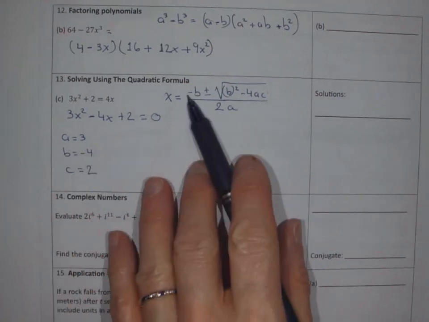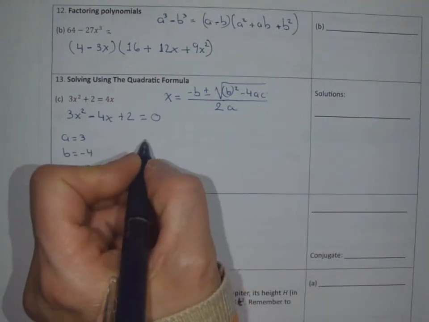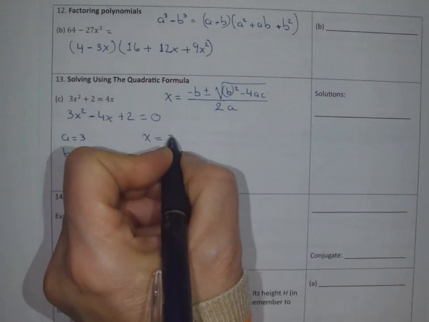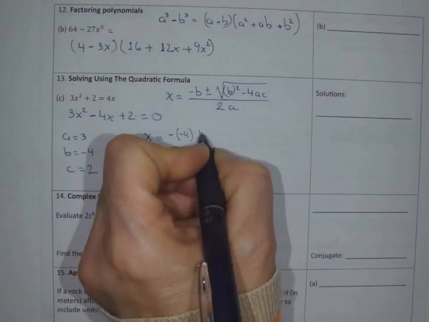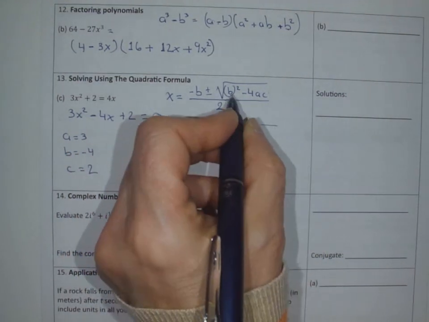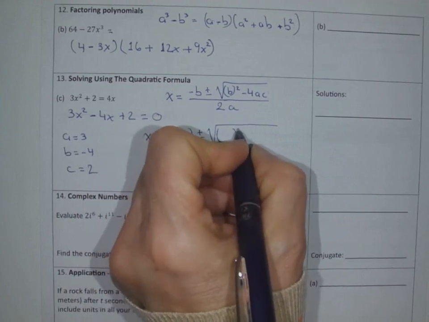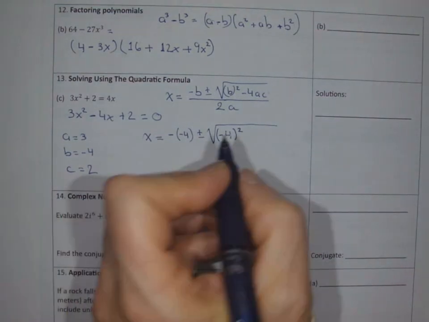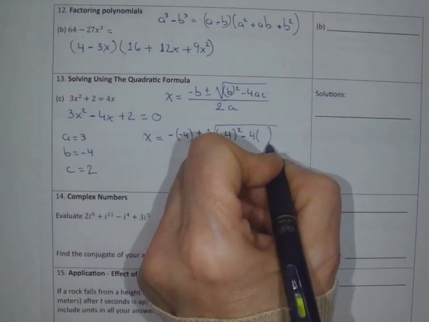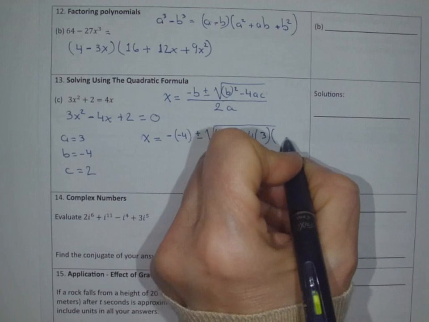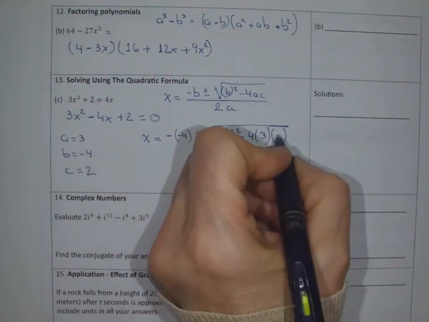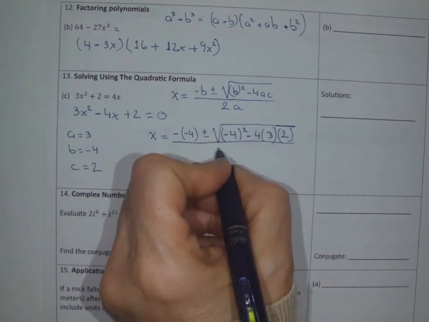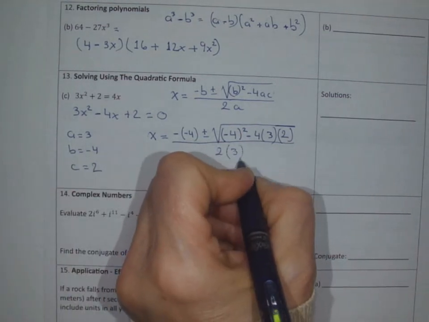Okay, once we identify them, now it's just a matter of substituting at the right place in the formula. So we need a negative b, so negative 4 plus or minus B, make sure you put parentheses and then square, right? Especially since this is a negative value. Minus 4 times A, and A is 3, times C, and C is 2. All of that is divided by 2 times A, and A is 3.